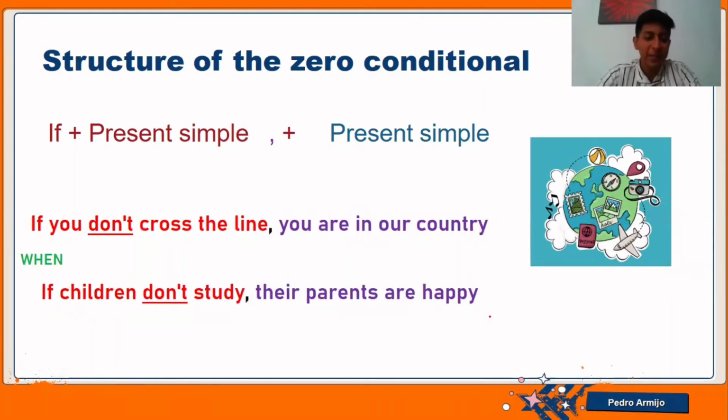It's very easy, but if we want to make a negative sentence, we must use do or does. For example, if you don't cross the line, comma, you are in our country. Another example is, if children don't study, comma, their parents are happy.